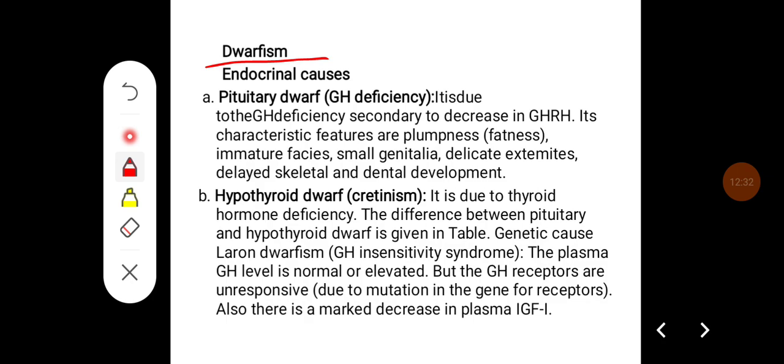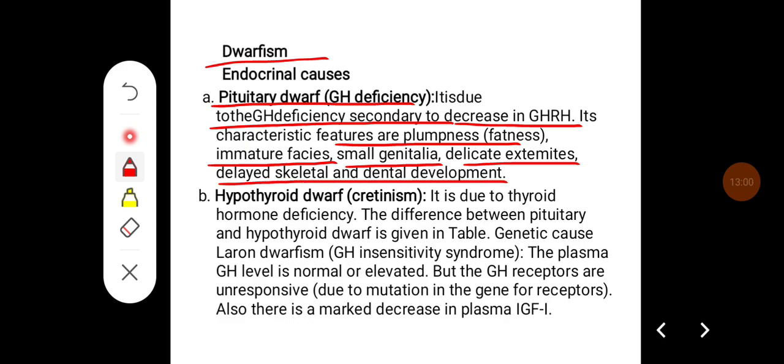Dwarfism. Some of the endocrinal causes of dwarfism are pituitary dwarf, where it occurs because of growth hormone deficiency. It is due to growth hormone deficiency secondary to a decrease in growth hormone releasing hormone. Some of the characteristic features are plumpiness, that is fatness, immature face and small genitalia, delicate extremities, delayed skeletal and dental development.